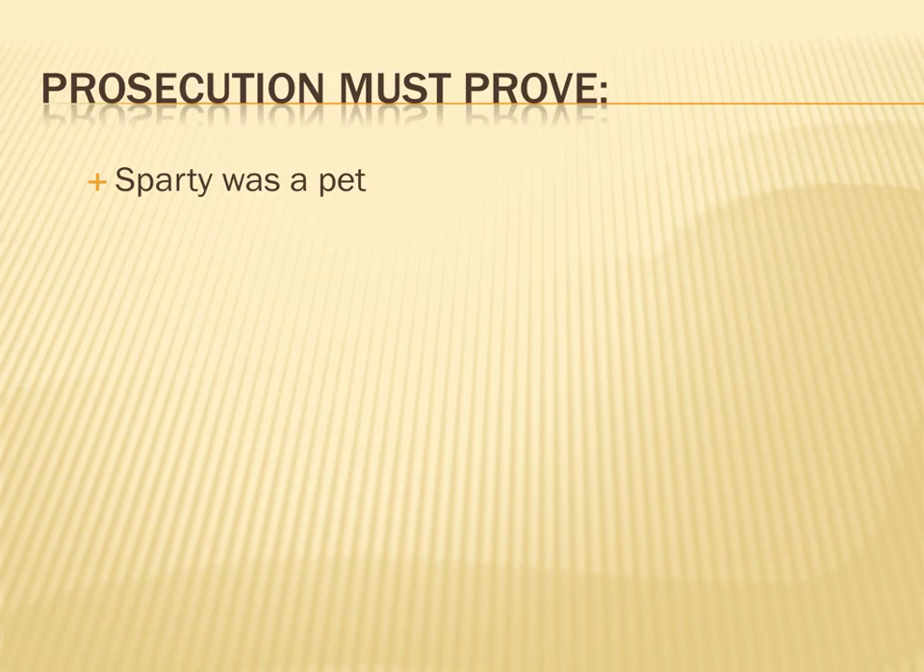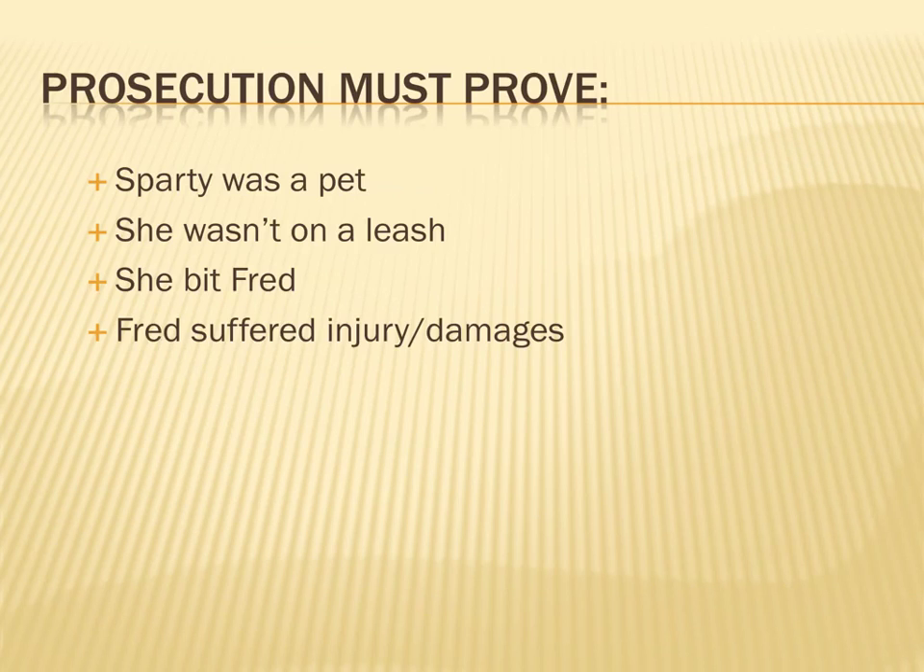What does a prosecution have to prove in this case? Well, first, it has to prove that Sparty was a pet. The prosecution must also show that Sparty was not on a leash at the time she bit Fred. In addition, it would have to show that Sparty actually did bite Fred, and that Fred suffered injury or damages as a result of the dog bite.